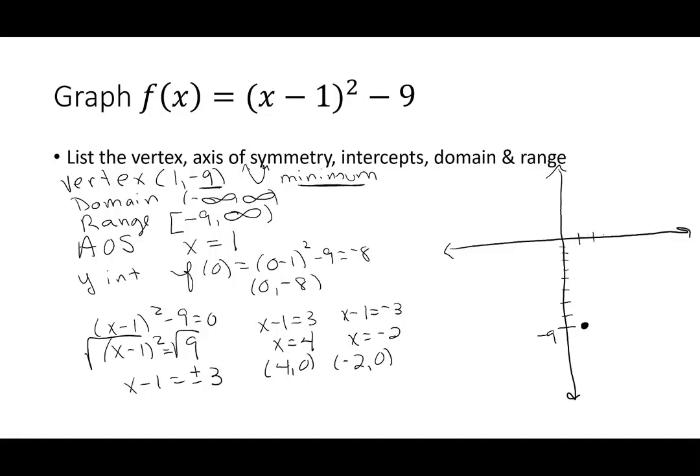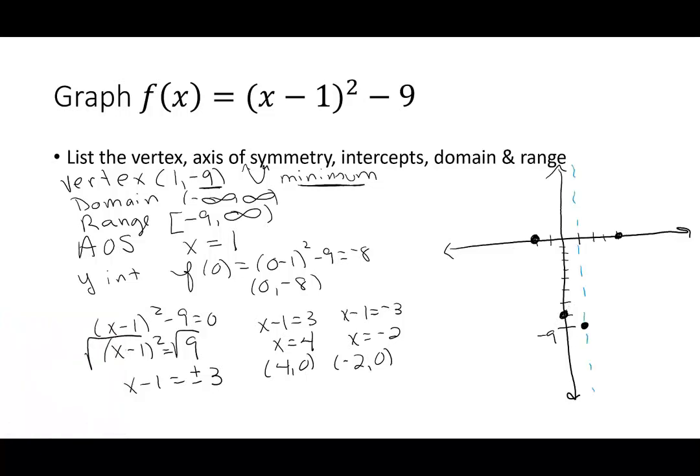So I have 1, 2, 3, 4. Here's an intercept, and then I have negative 2. Here's another intercept. My y-intercept was negative 8. And if we wanted to, a nice thing we can do is go ahead and put in the axis of symmetry, and I'm going to put that in as a dashed line.